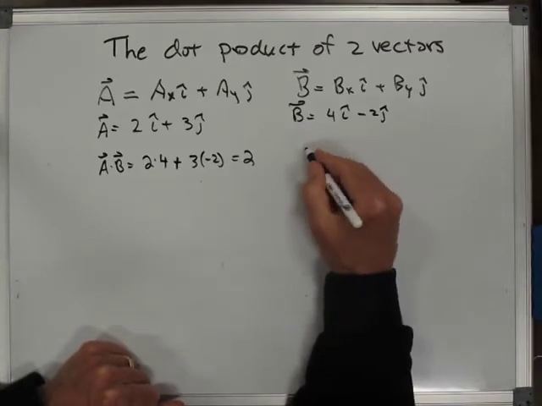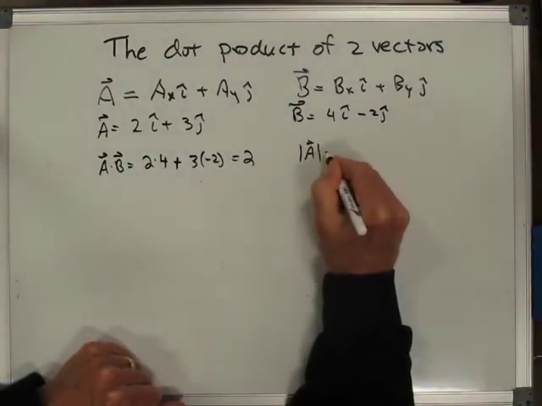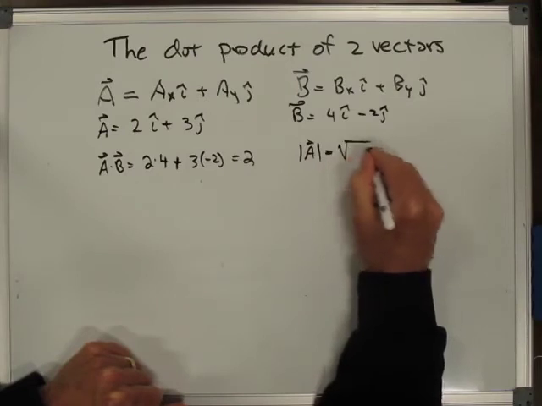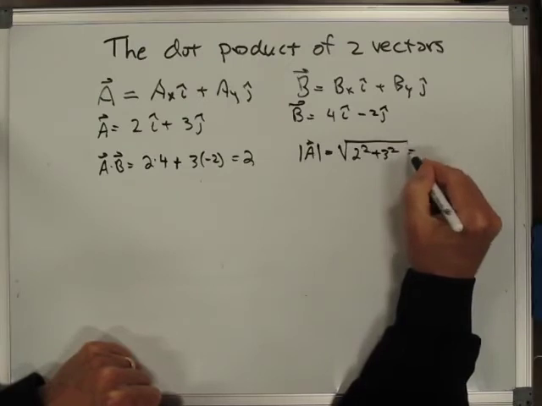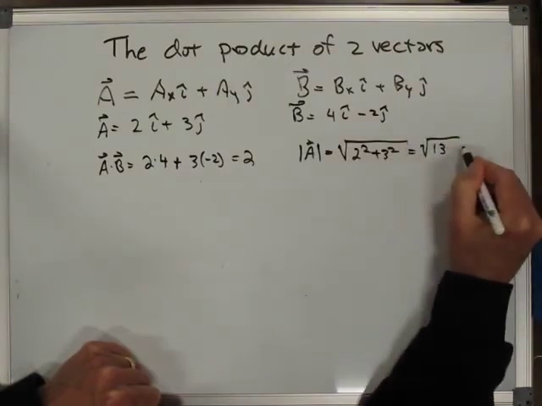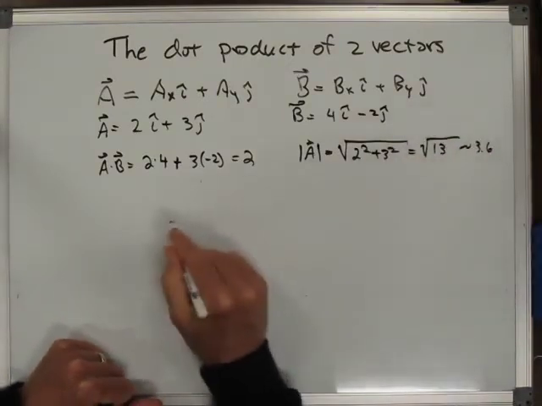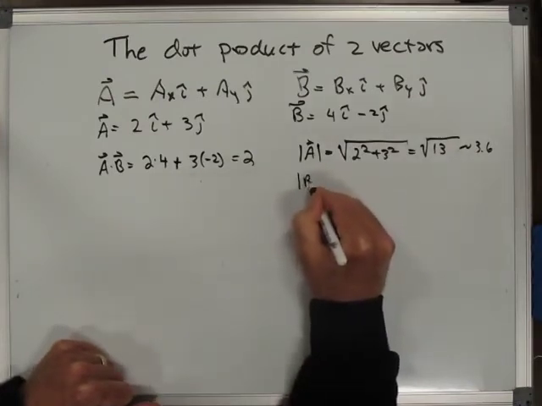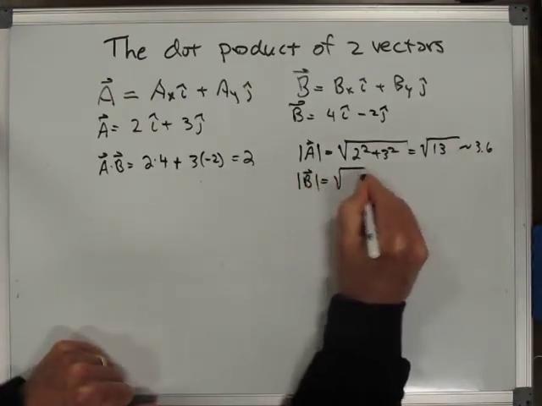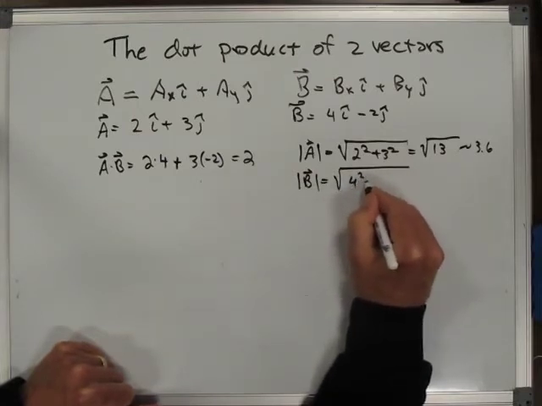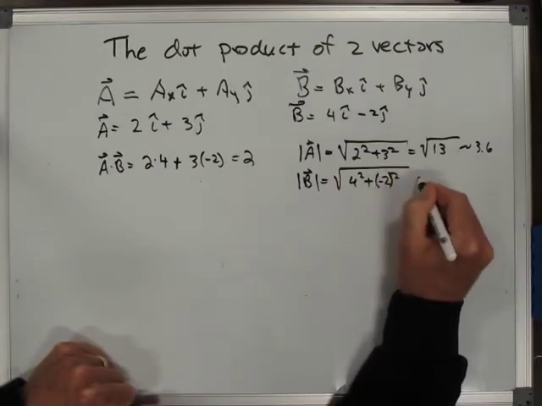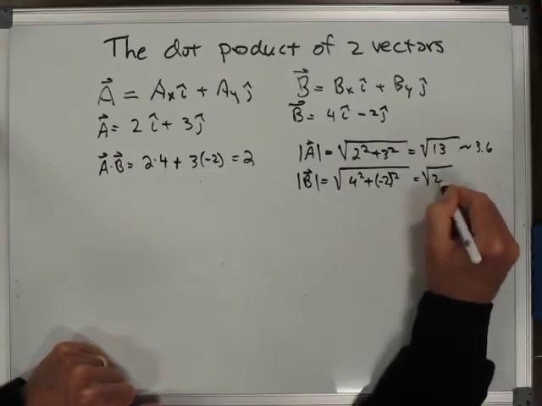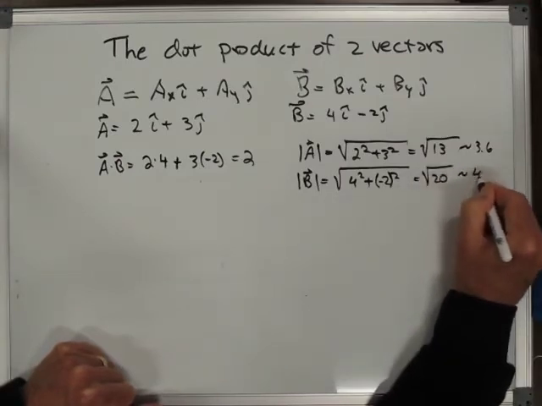And then the magnitude of A is the square root of 2 squared plus 3 squared, right, which is the square root of 13, which is about 3.6 or something like that. And then the magnitude of B is the square root of 4 squared plus 2 squared. If you want to say minus 2 squared, you can, but it still comes out as 2 squared. And it's the square root of 20, which is about 4.5 or something like that.